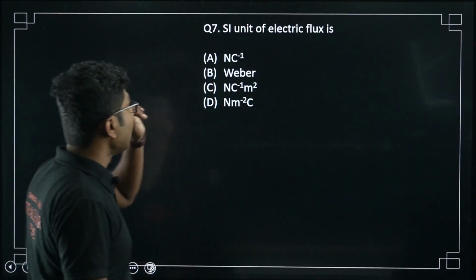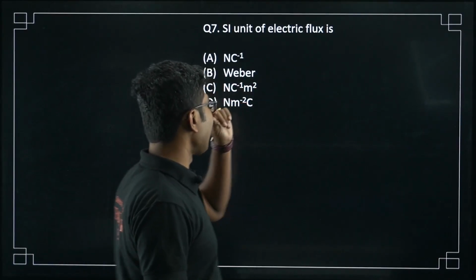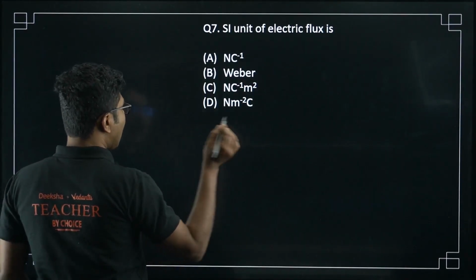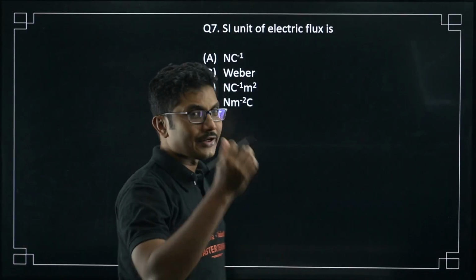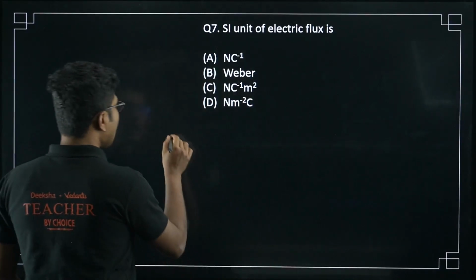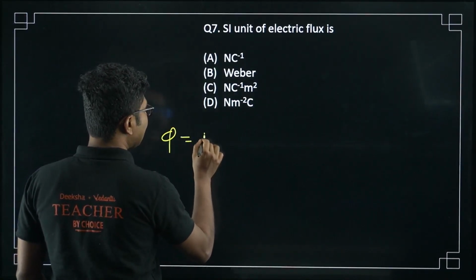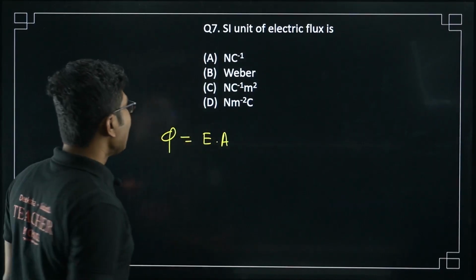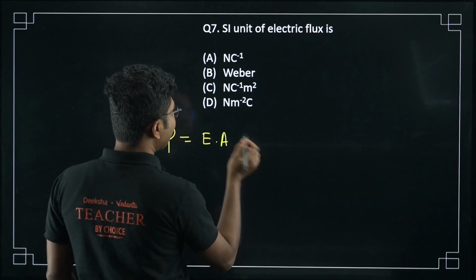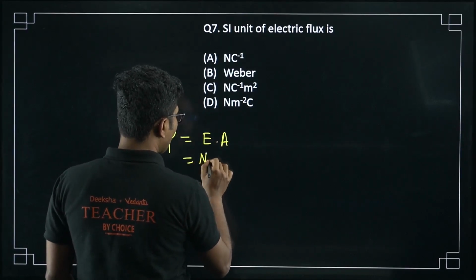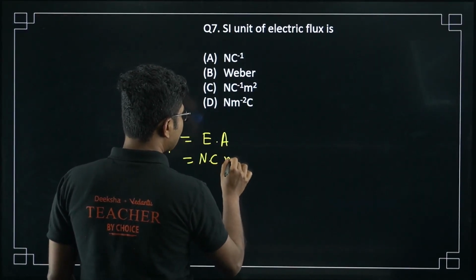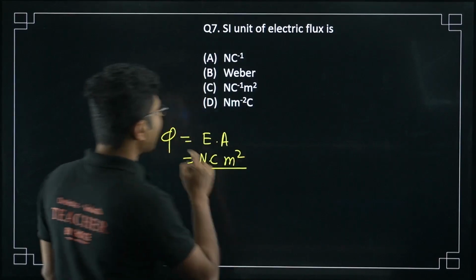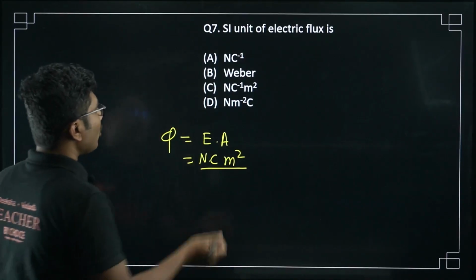Now let's move on. SI unit of electric flux. So what is electric flux? If you know the definition of electric flux, you can answer it. Electric flux is basically electric field into area, right? Electric field into area. So what is the unit for electric field? Electric field is Newton per Coulomb and area is meter square. So Newton per Coulomb meter square is the answer, not Weber.